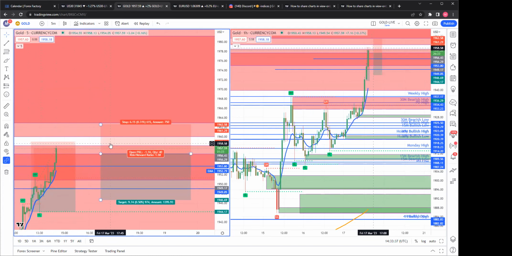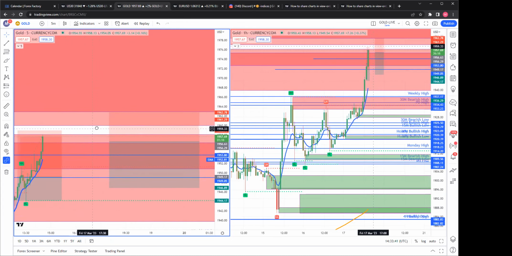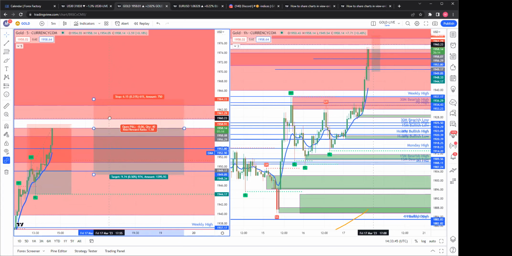So the next one should be at, what did I say? Should it be at the top of this sell zone? I think I said to move it to the top at 1958. So for this one, if you have a pending order, go ahead and delete it. You shouldn't have a pending order, whether it's here or here.